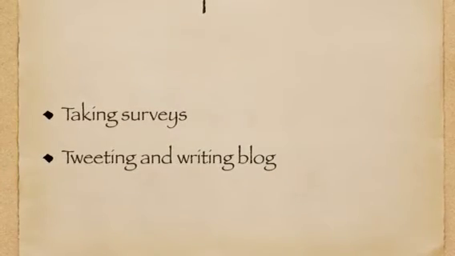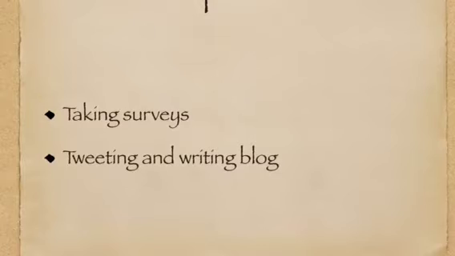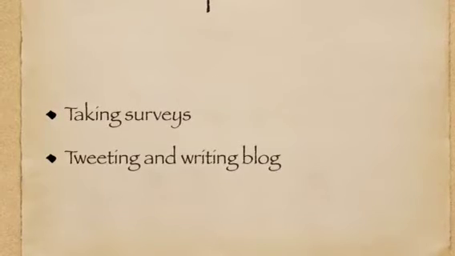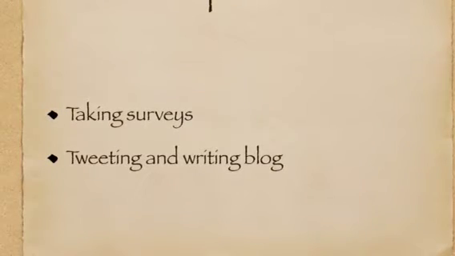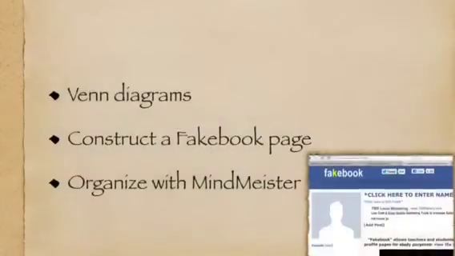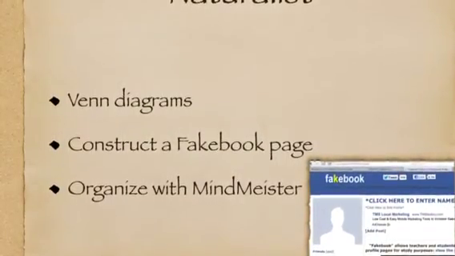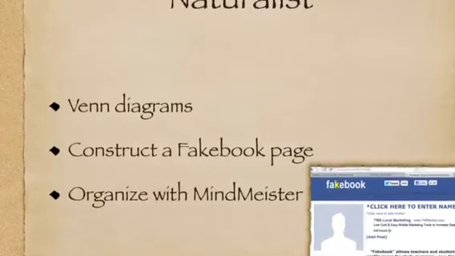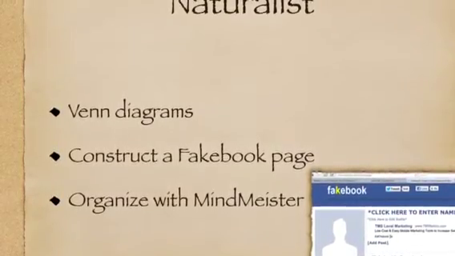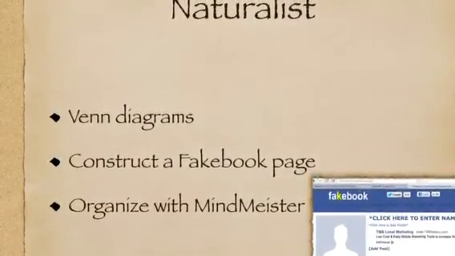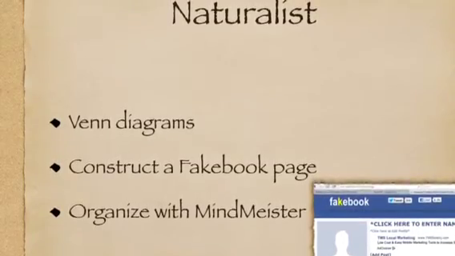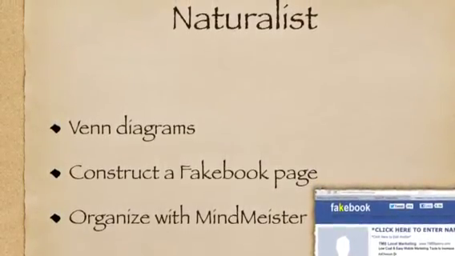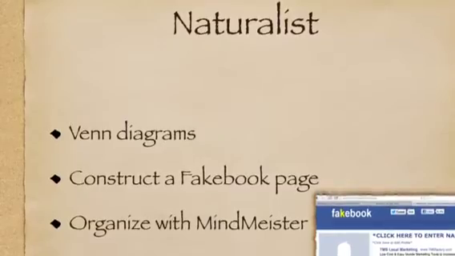Intrapersonal students will enjoy taking surveys and will have the opportunity to tweet and blog about which character they would rather be stuck with in the middle of a foreign desert. Naturalist students will be able to organize their thoughts and findings about the characters in a Venn diagram or in MindMeister. They will also construct a fake book to bring to life the character they are reading about.